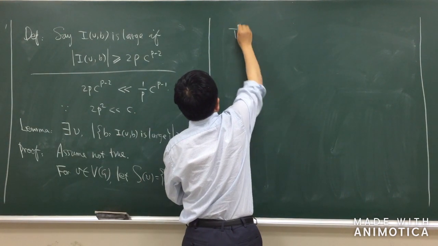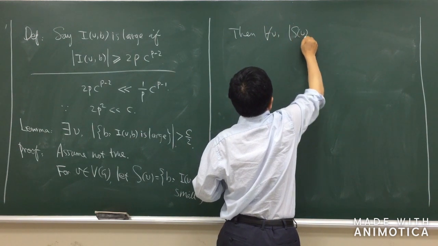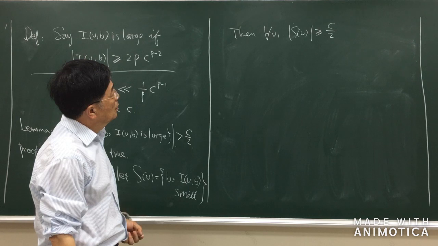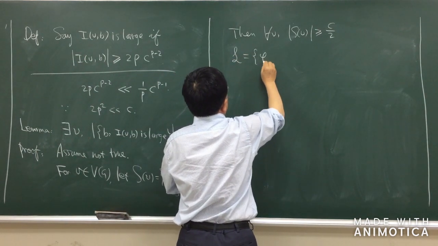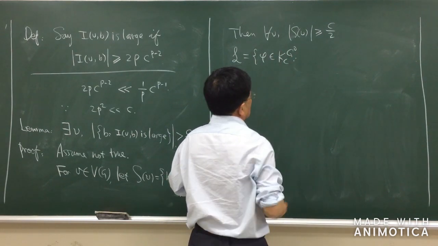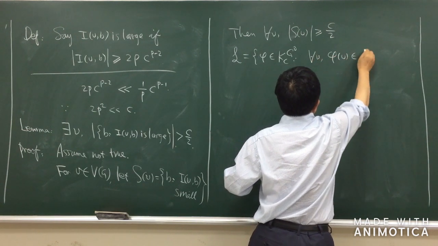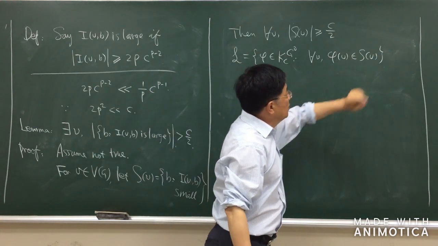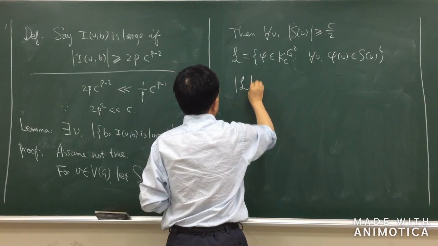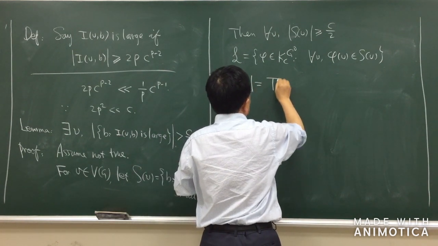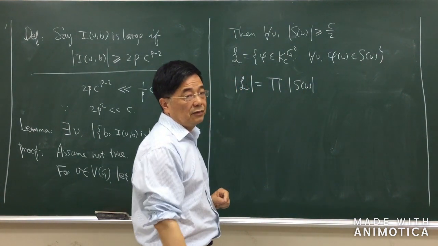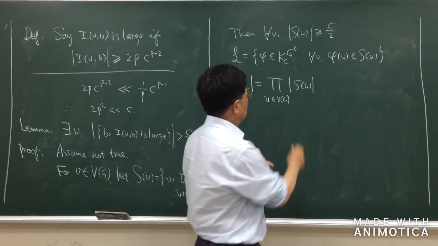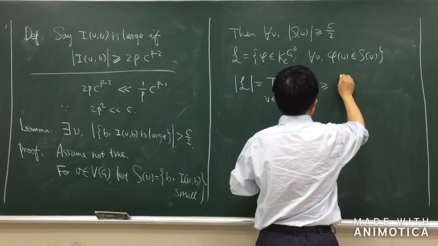Then for every V, this S_V is at least half of the colors, which make this set small. We define a set L of simple maps, such that for every V, phi(V) belongs to S_V. So this is a subset of simple maps. Then you look at the size of this set. For each V, there are this many choices for the possible color of V, and you take the product. We know each is at least half C, so this is greater than (C/2) to the P.